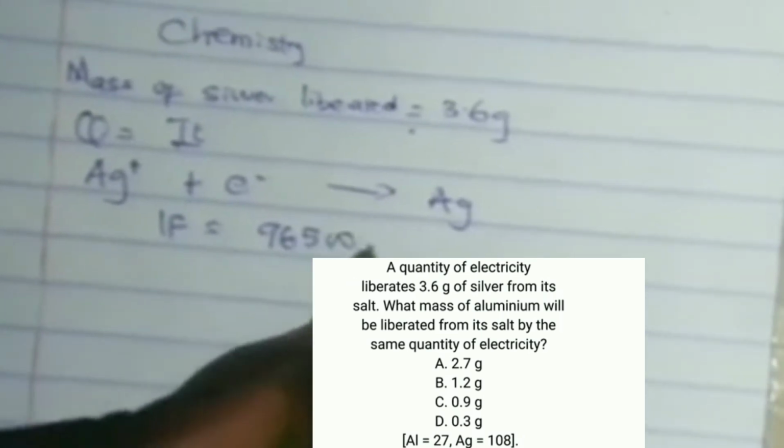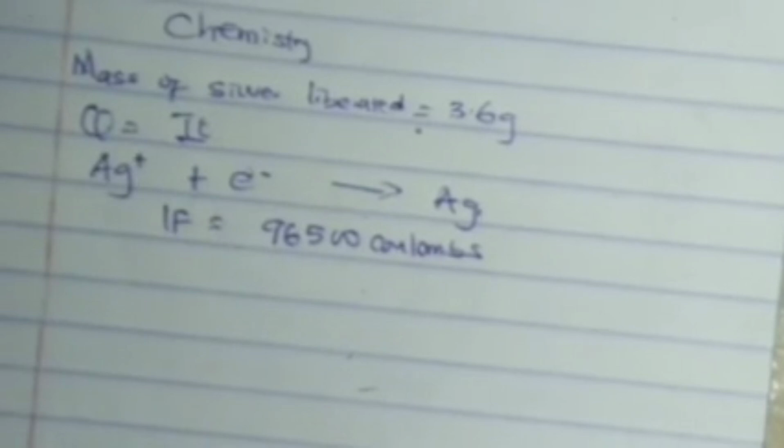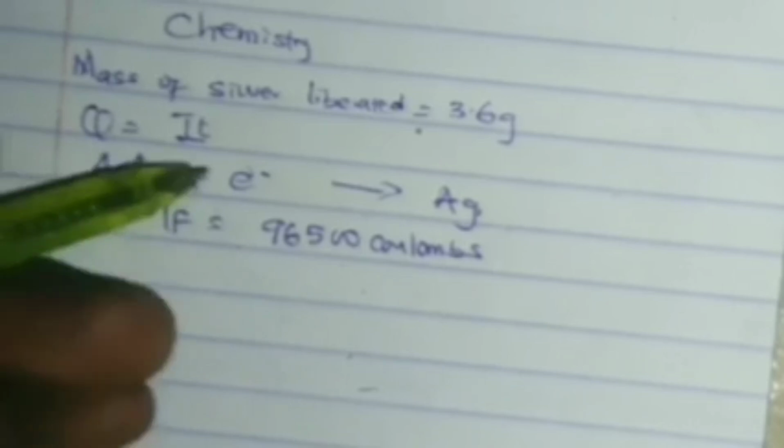Every 1 Faraday is equal to 96,500 coulombs. And the Faraday is responsible for discharging the original mass of the substance. Here, where silver is discharged, we have only 1 Faraday responsible. If we have other atoms, we might have 2 Faradays responsible, 3 Faradays, or 1 million Faradays, depending. So here we have only 1 Faraday.